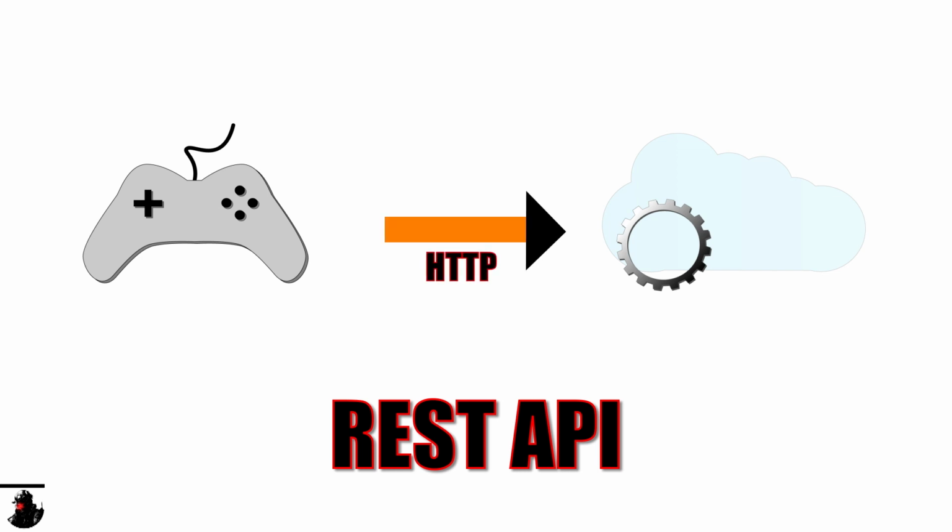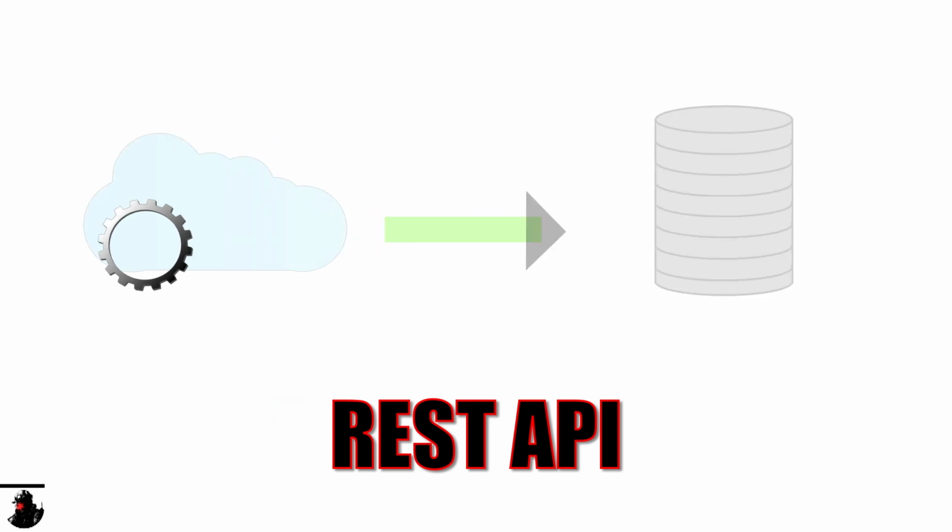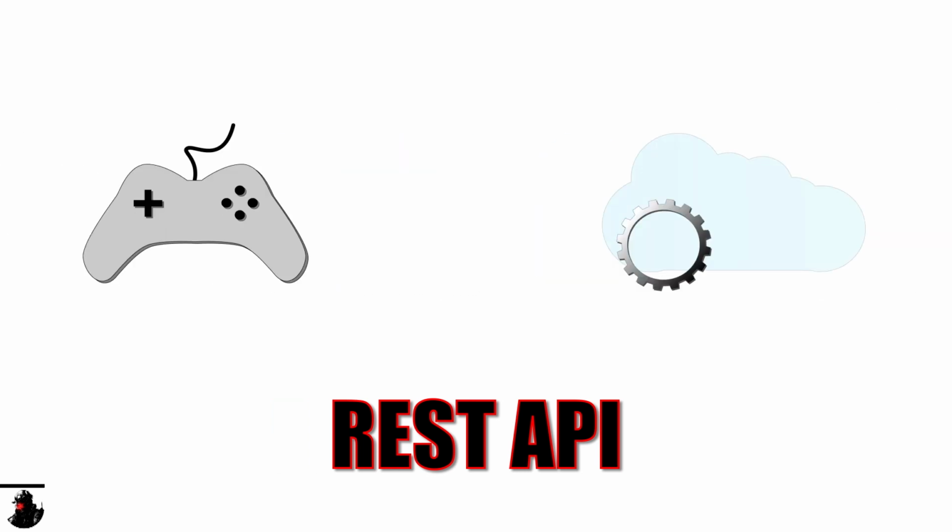When your game needs to fetch or modify player data, it sends a request through the REST API using the HTTP protocol. The API understands both your game's needs and the database language, processes this request, retrieves and updates the necessary data in the database, and then relays it back to your game, all in real time. This seamless process is what keeps the gaming experience fluid and dynamic.